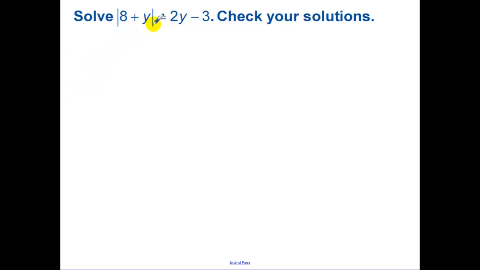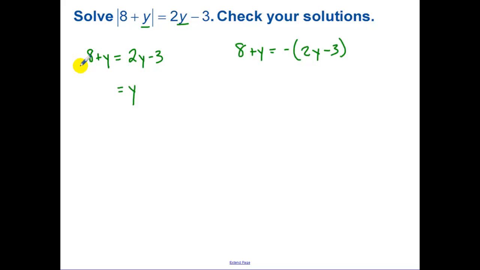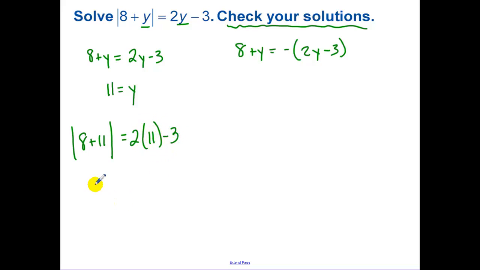Okay, notice in this example how we have a y on both sides. It's very similar to ones we've been doing. We have 8 plus y is equal to the positive version, and 8 plus y equal to the negative version. So I'm going to solve the first one on the left. I'm going to subtract the y over to get y. I'm going to add the 3 over to get 11. Now they give me a little hint. They say check your solutions. So plugging in 8 plus 11, the absolute value of that, does that equal 2 times 11 minus 3? So this is 19 on the left side. I have 22 minus 3 is 19, so that works out. So this is one answer, so I'm going to circle that.